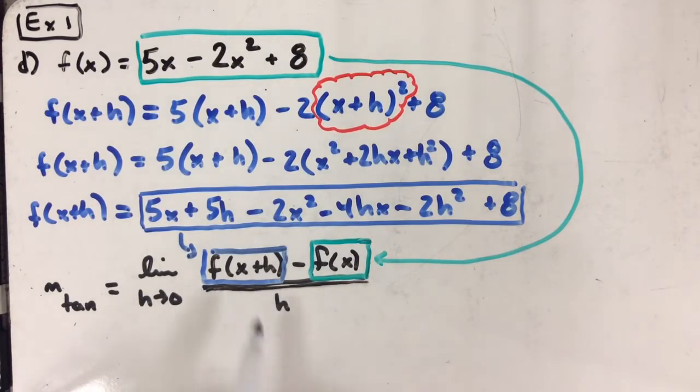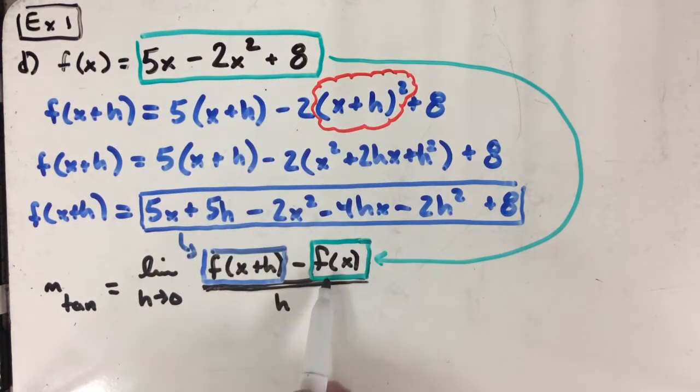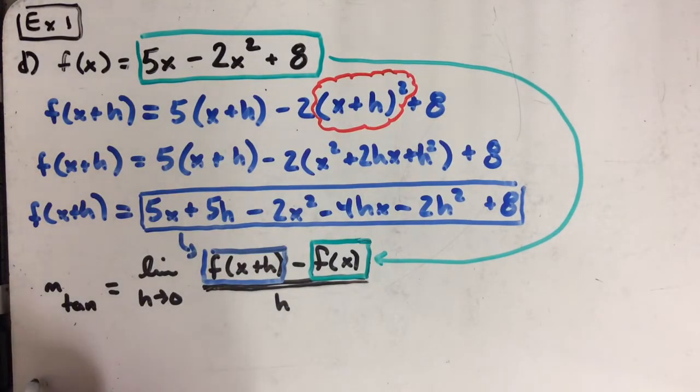So again, we have this big fraction. F of x plus h is what I have here in blue. F of x is what I have here in the original problem in green. And then we do have the subtraction in between with that h in the bottom. Next step then is going to be that substitution.